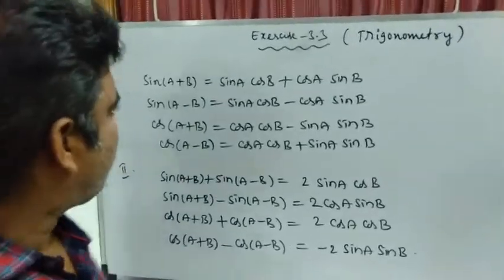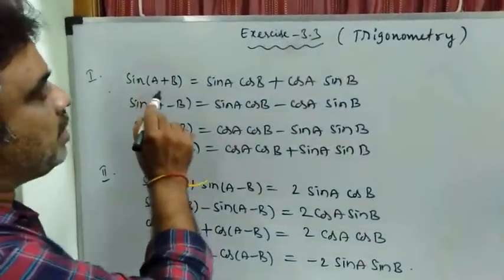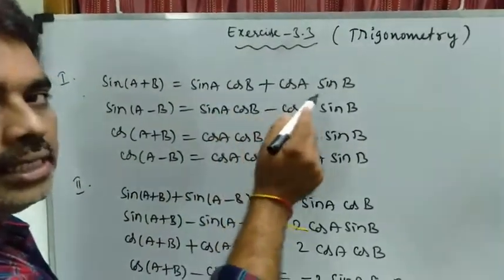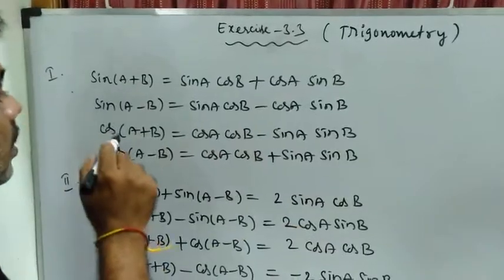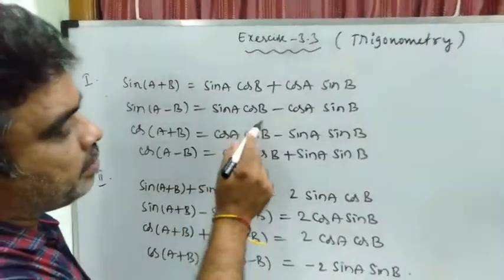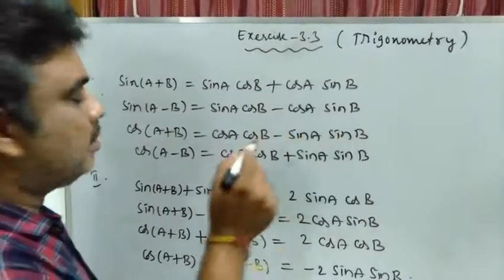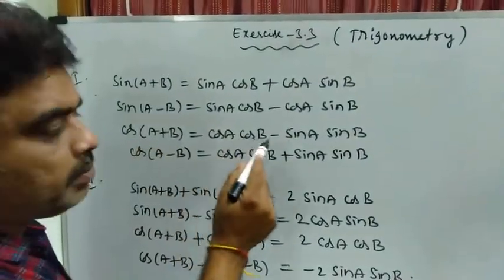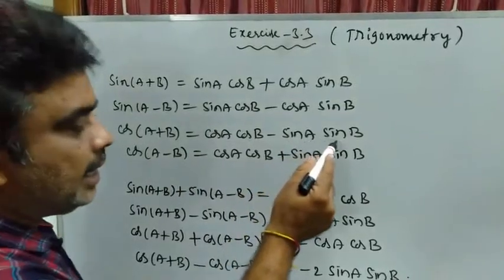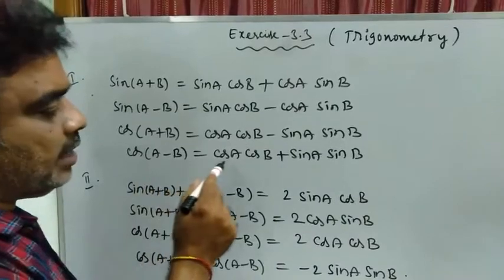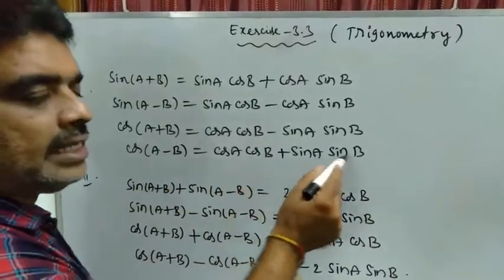The first set of formulas: sin(A+B) is equal to sin A cos B plus cos A sin B. Sin(A-B) is equal to sin A cos B minus cos A sin B. Cos(A+B) is equal to cos A cos B minus sin A sin B. Cos(A-B) is equal to cos A cos B plus sin A sin B.